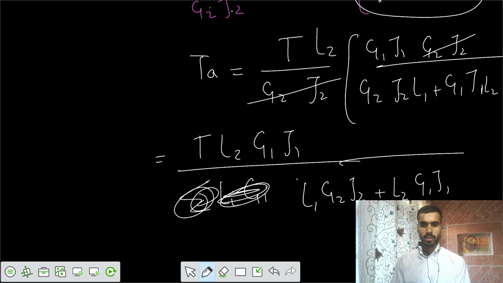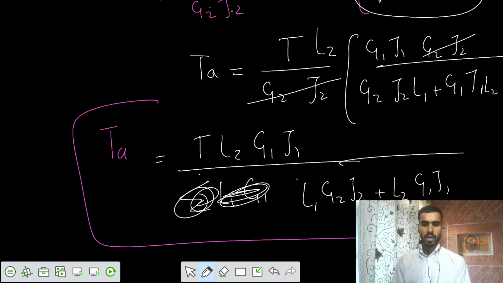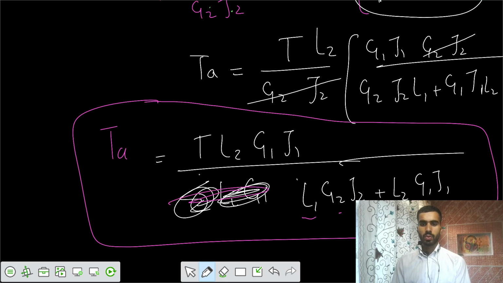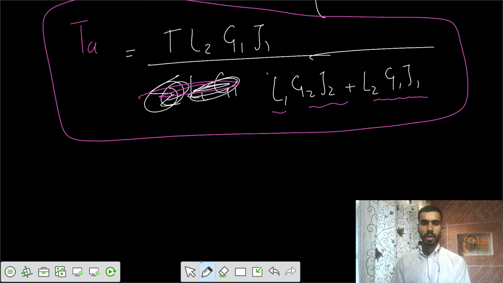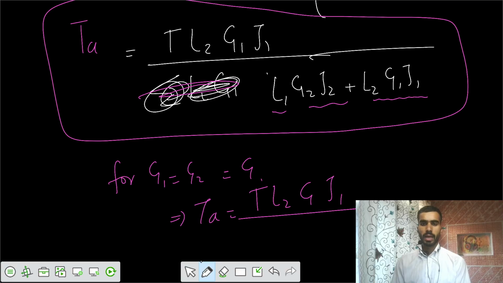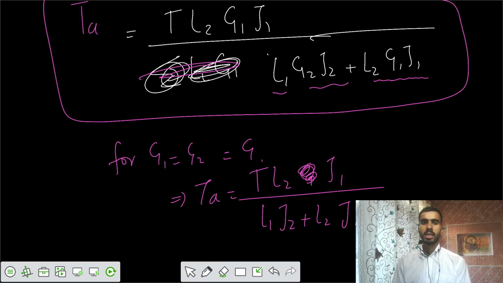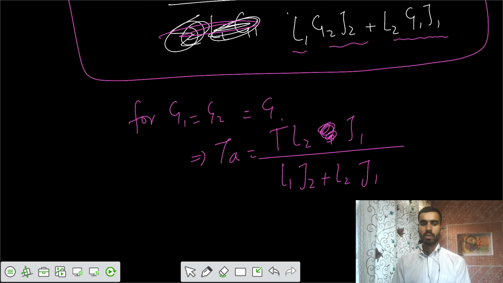Everything is okay. So you got the value of TA equals TL2 J1 G1 divided by the summation of L1 G2 J2 plus L2 G1 J1. If you take G1 equals G2 equals G, then you would get the value of TA equals TL2 G J1 divided by L1 J2 plus L2 J1, and G would get cancelled, so you would get this equation: TL2 J1 divided by L1 J2 plus L2 J1.